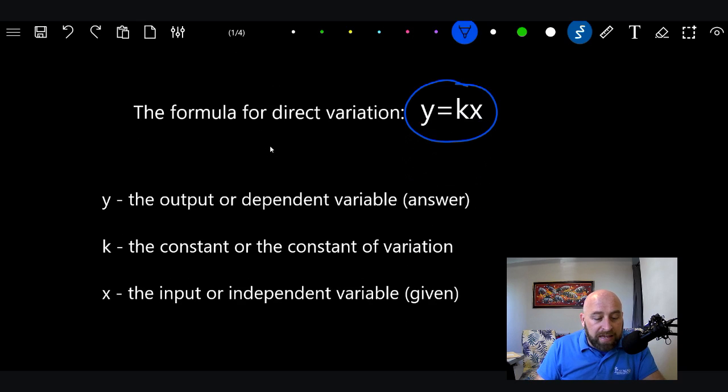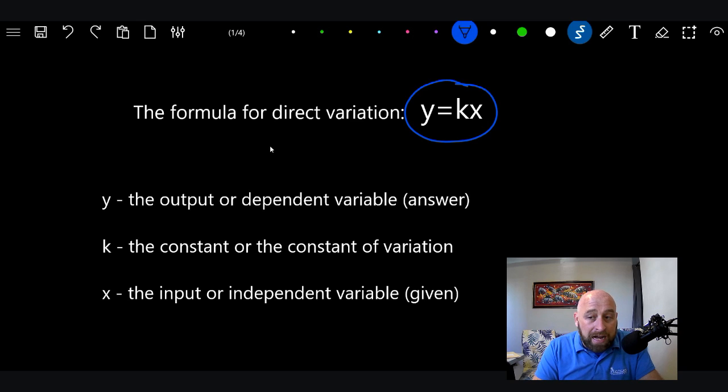All right, the k in this formula, y equals kx, the k is the constant. Now, we don't use c, although constant starts with c. It sounds like it could start with a k, right? Has that hard c sound, that k sound?